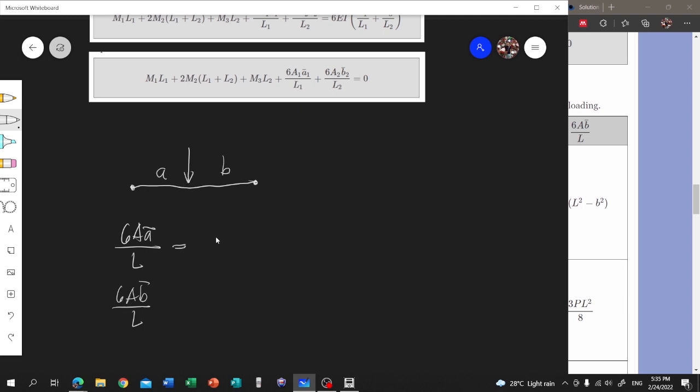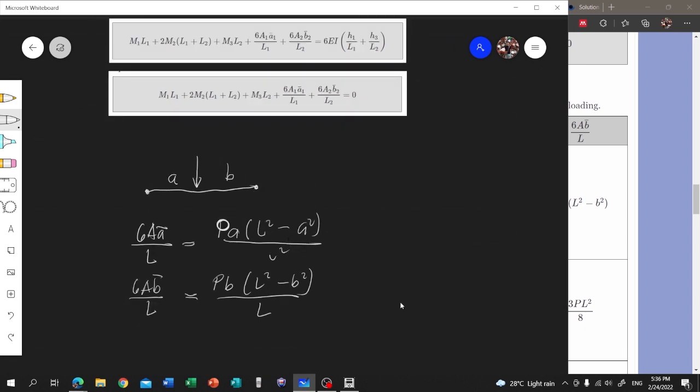This will be P, A, L squared minus A squared over L. And then the other one is reversed: P, B, L squared minus B squared all over L. Okay? So let us assume that 6A A bar over L is this one on the left, and this one is on the right. Okay? So that's it.